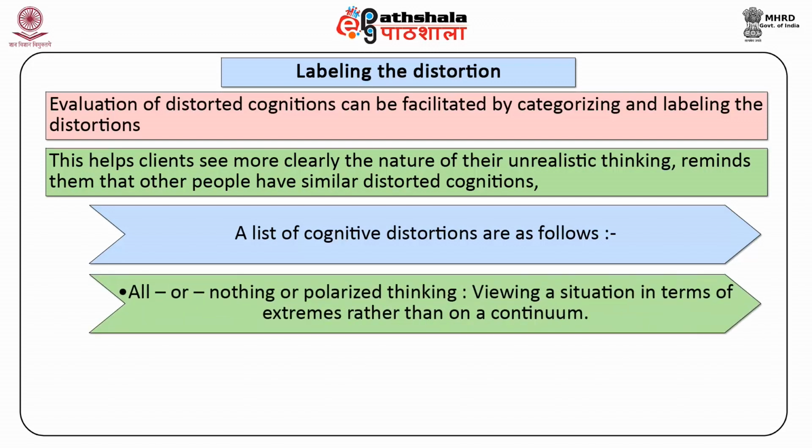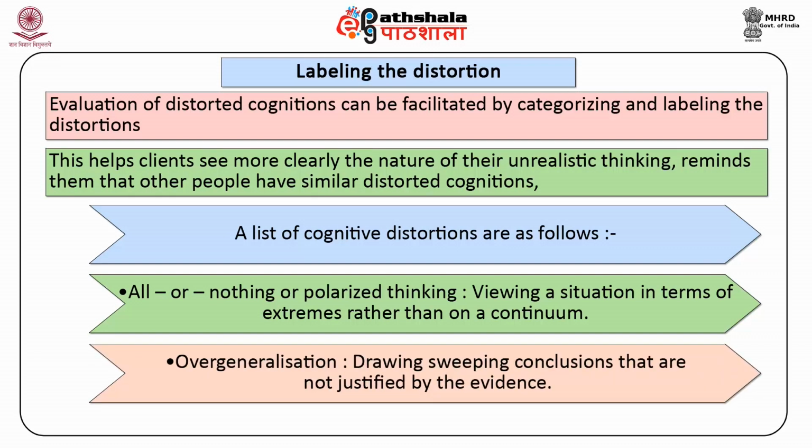All-or-nothing or polarized thinking. Viewing a situation in terms of extremes rather than a continuum. Either my son is innocent or he is a hopeless criminal. Overgeneralization. Drawing sweeping conclusions that are not justified by the evidence. I'm a failure as a parent because my son was arrested.